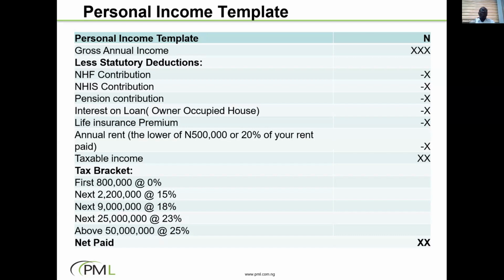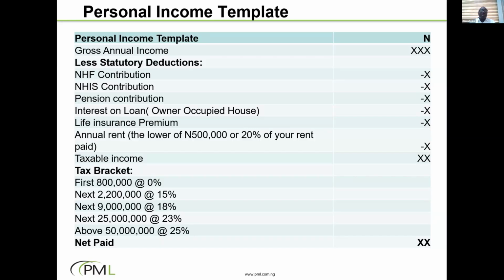Irrespective of how you break down the headers, some of us are specialists in breaking down income into basic, housing, transport, but the taxman cares less. Whatever is your total annual income, when you aggregate all the income you've made, everything added together, becomes your gross annual income. Then you will deduct National Housing Fund contribution. If out of the staff salary, out of the income or the gross emolument, you are paying National Housing Fund contribution, that will be deducted from the gross.